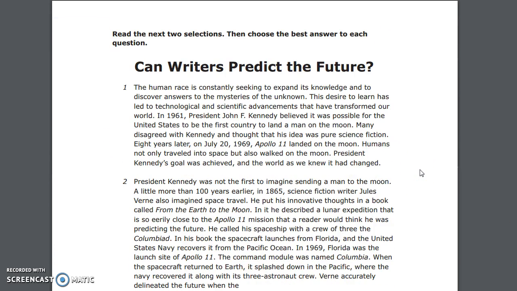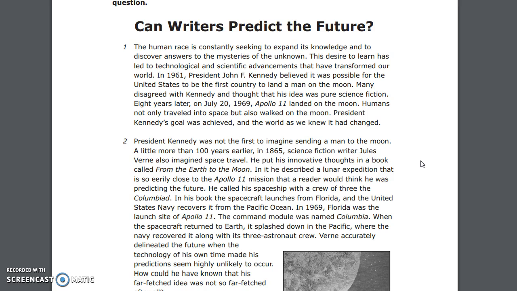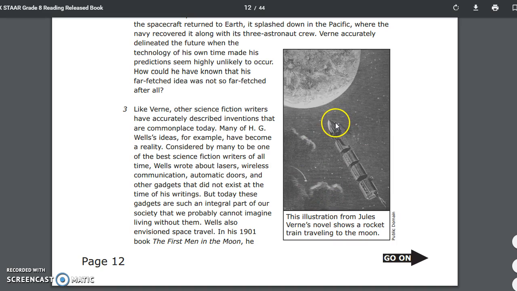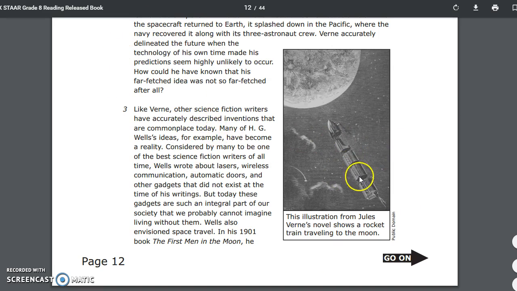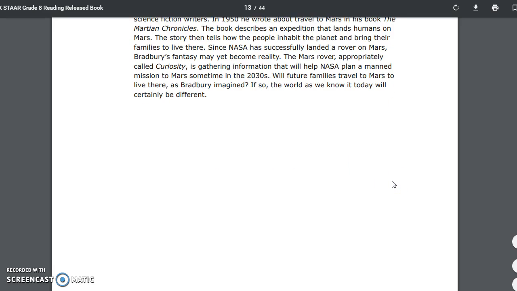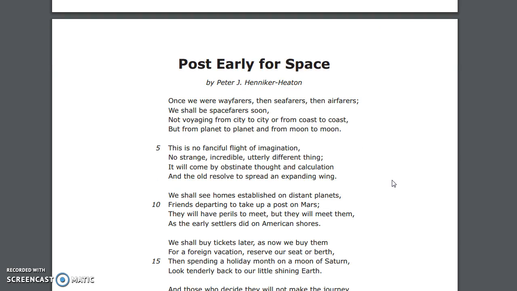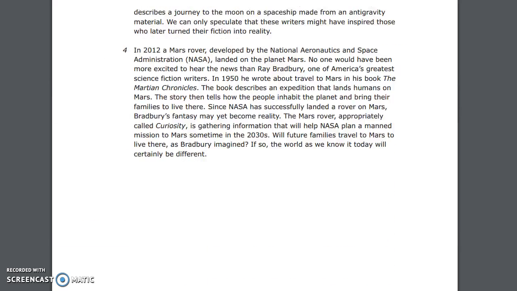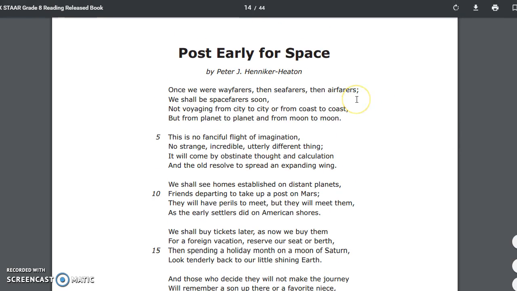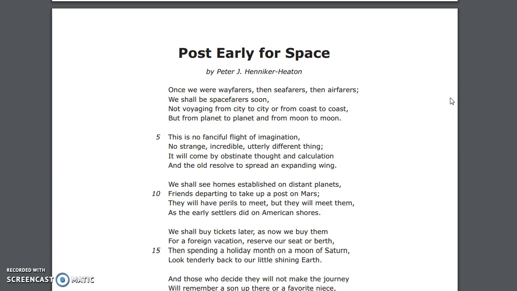Now this one, Can Writers Predict the Future, is actually an expository piece because it's informational, right? A lot of times expository pieces are going to have lots of dates, names, graphics, things like that. If you see pictures or something similar, think about reading it as an expository text, meaning it's going to have some kind of thesis statement, but it's also going to have support for it, information. This one talks all about different travels to outer space. Now, there's something specific I want you to notice about this passage and the one after it. There are no multiple choice questions between this passage, Can Writers Predict the Future, and this poem, Post Early for Space. As a good reader, that tells me these two passages are going to be my two paired selections.